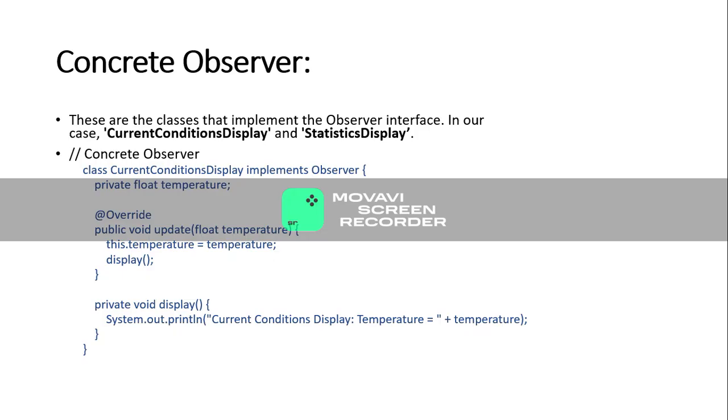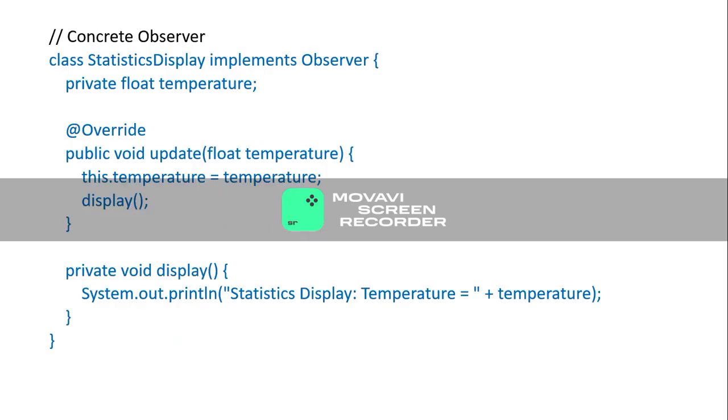The first class is CurrentConditionDisplay, which, as I already said, has to implement the observer interface and declare the variable. It has to implement the update method. So it has to initialize the temperature, whatever updated temperature it has, and it has to call the method for displaying the updated information.